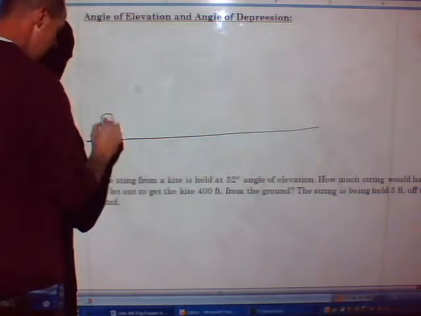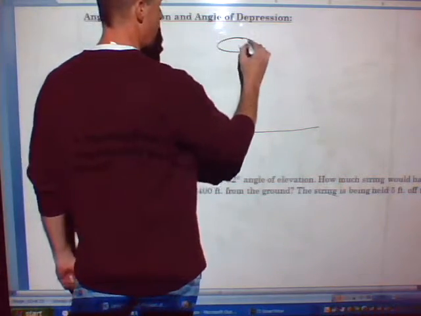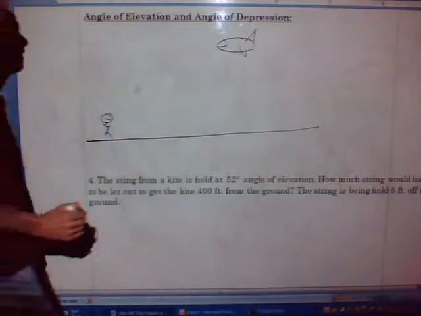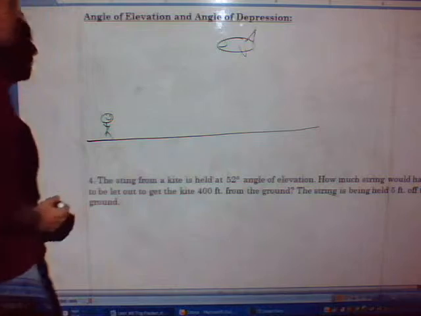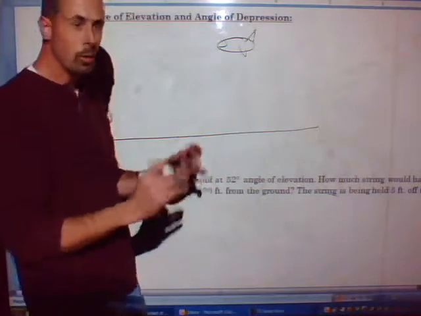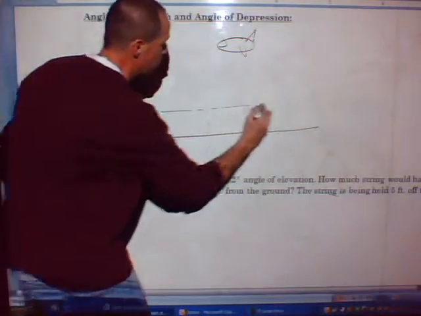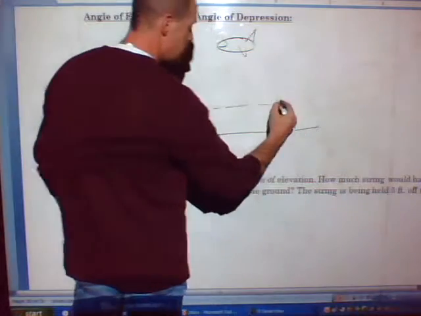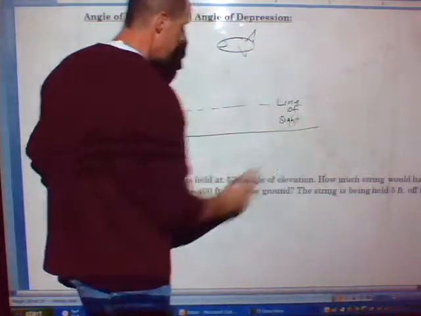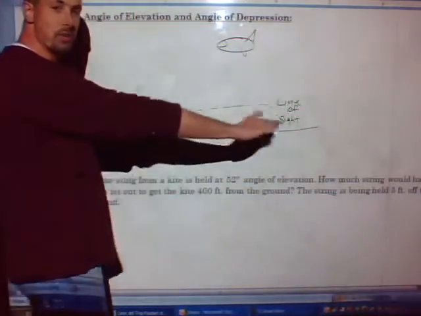So let's say we have a happy little person down here, and they see something up in the air. I don't know, it's a bird, it's a plane, it's a flying finger, or whatever you think that is. Now, normally when somebody is walking or looking, they look straight out. So when you look straight out, this is called the line of sight. Your line of sight runs parallel to the ground. This is a horizontal line, an imaginary horizontal line.